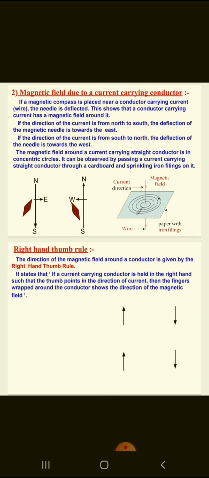So if we have a current carrying conductor, according to the direction of the current, we will find the direction of the magnetic field. If the direction of the current is from north to south, the direction of the magnetic field is towards the east. You can see here in this figure also, if the direction of current is towards north to south, then it deflects towards the east, and if it is towards south to north, then it will deflect towards the west.